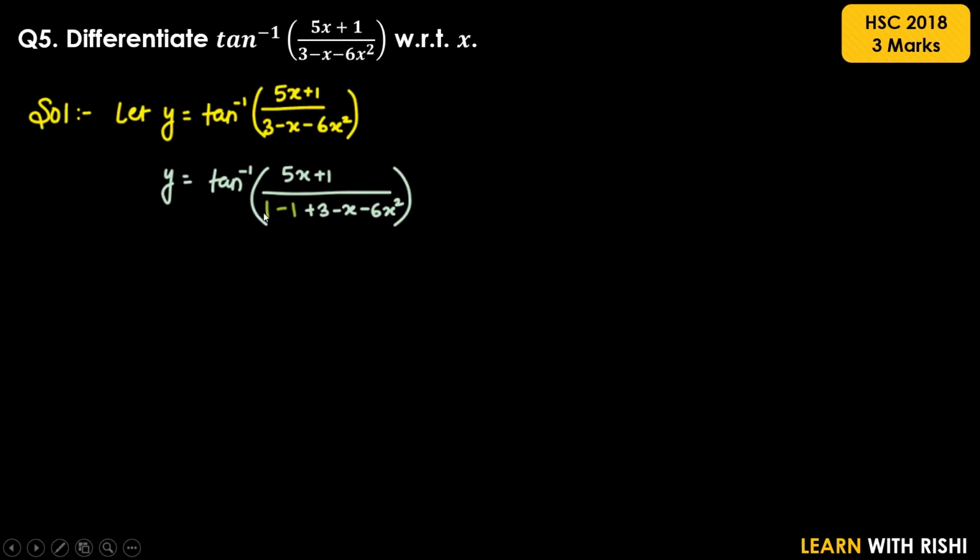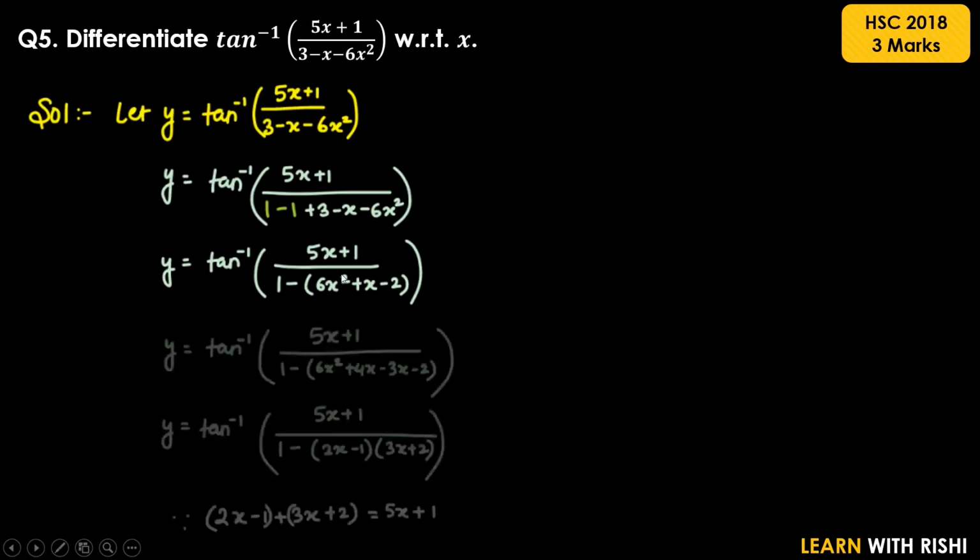Now we will keep this 1 as it is here, 5x plus 1 upon 1 minus. We'll take minus as common. So this will be 6x squared plus x, 3 minus 1 is 2, and minus is common, that's why it will be minus 2. Now we have got 5x plus 1 upon 1 minus this quadratic expression. We will solve this quadratic equation and find its roots.